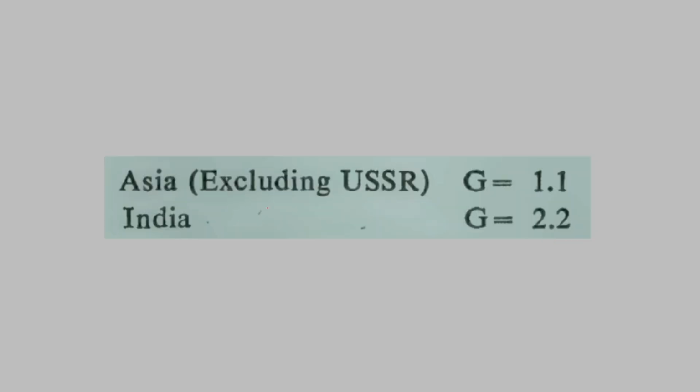Based on scale, the following are examples of the G-scale for selected regions. Please take a look at this table. If the study area is Asia, excluding the former USSR, the G-scale is G is equal to 1.1. For India, the G-scale is G is equal to 2.2. Using values like these, we can effectively measure the area of land being studied. This method plays a crucial role in geomorphology, particularly when it comes to the classification and ordering of landforms.